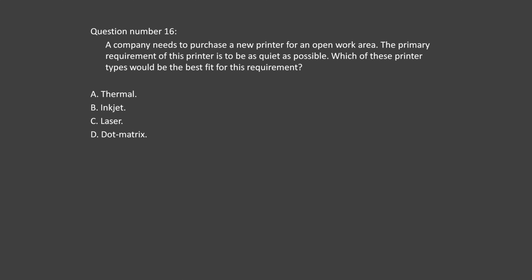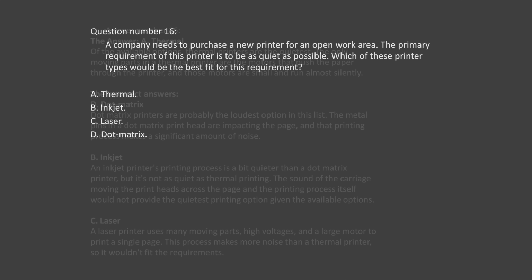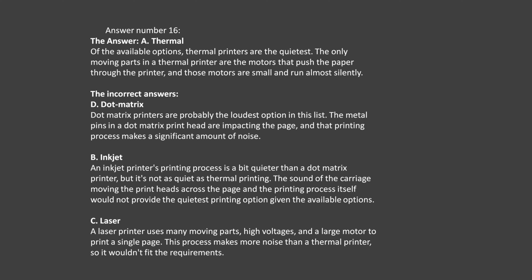Option A. Thermal. Option B. Inkjet. Option C. Laser. Option D. Dot matrix. The answer to number 16 is A, Thermal. Of the available options, the thermal printers are the quietest. The only moving parts in a thermal printer are the motors that push the paper through the printer, and those motors are small and run almost silently.